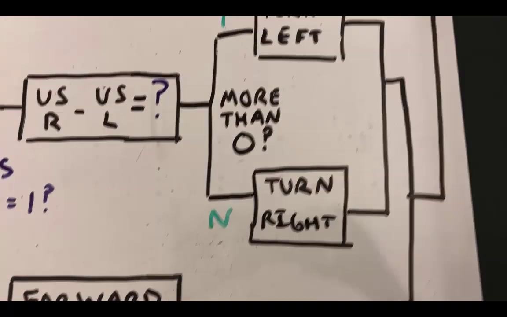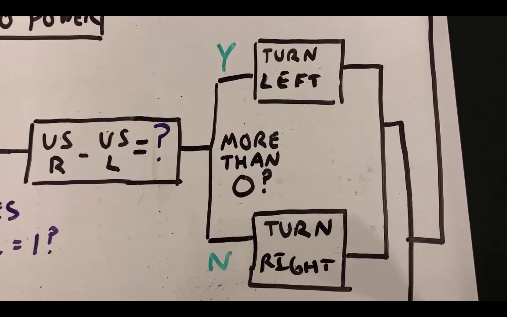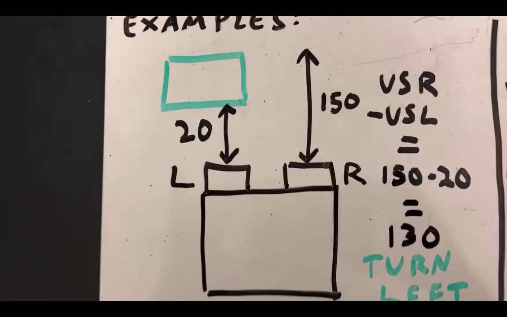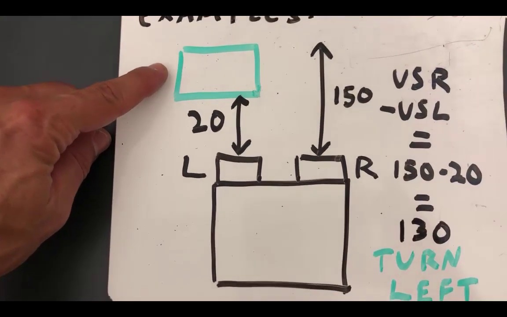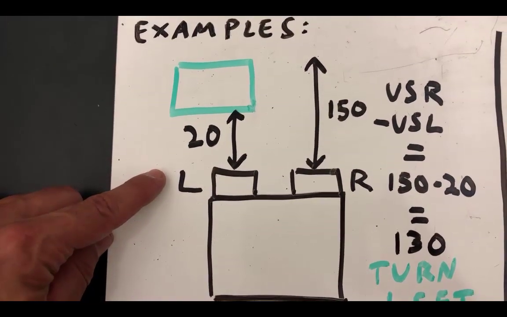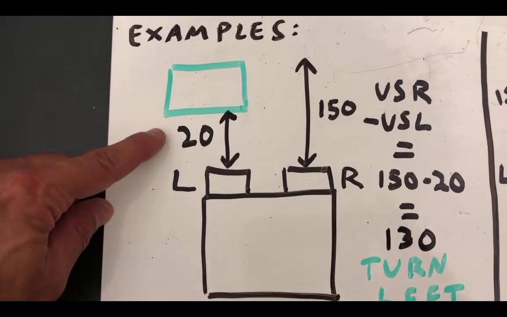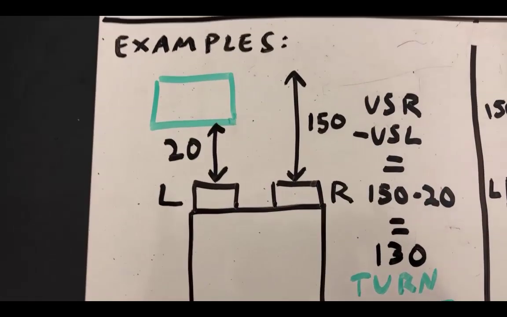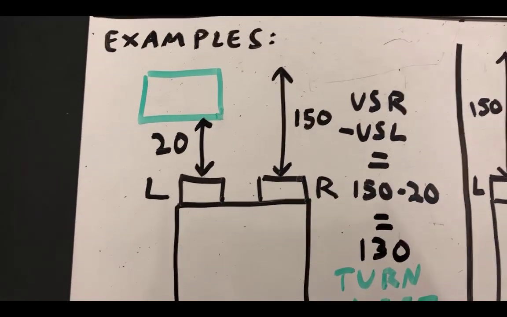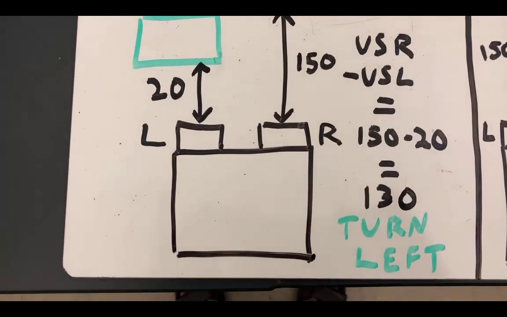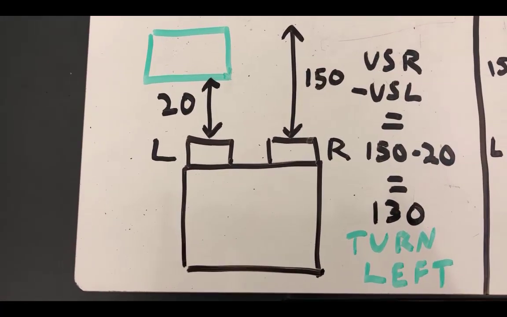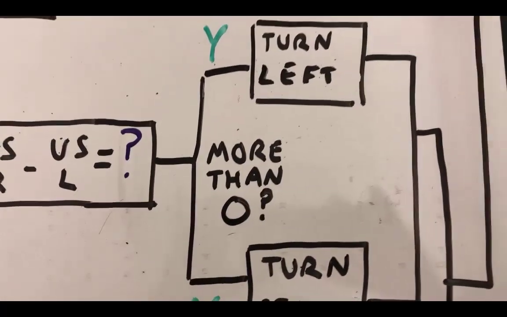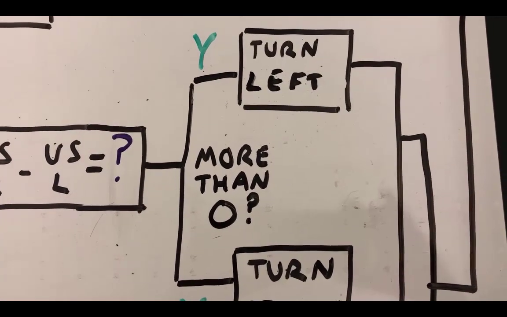So why this? Let's take a look at 2 situations that will help explain it. If your opponent is over here, the left ultrasonic sensor will return a low value of 20. The right ultrasonic sensor will return a large value, like 150 to 200. Therefore, if I subtract right from left, I'm going to get a value of 130. That's a positive value. It is greater than 0. Therefore, I want to turn left.